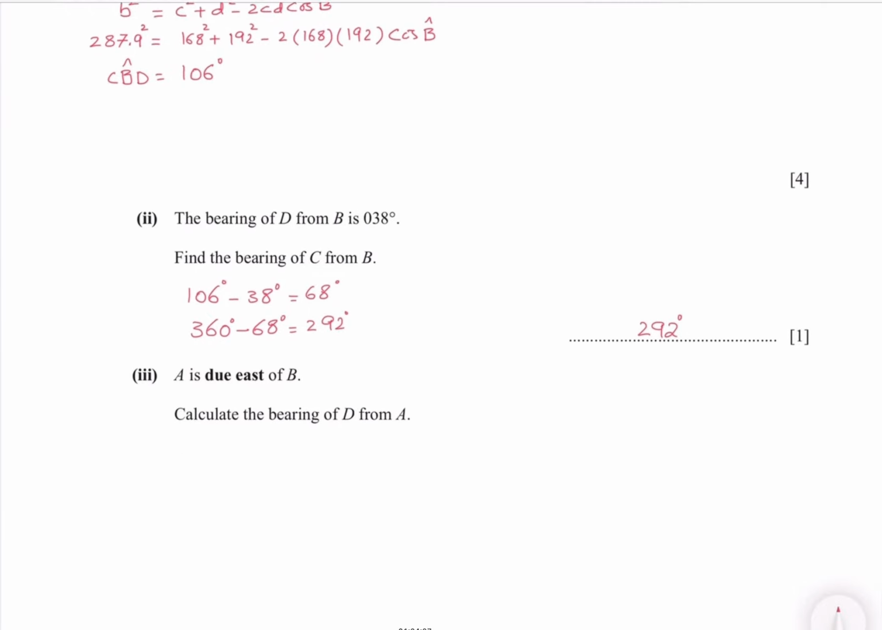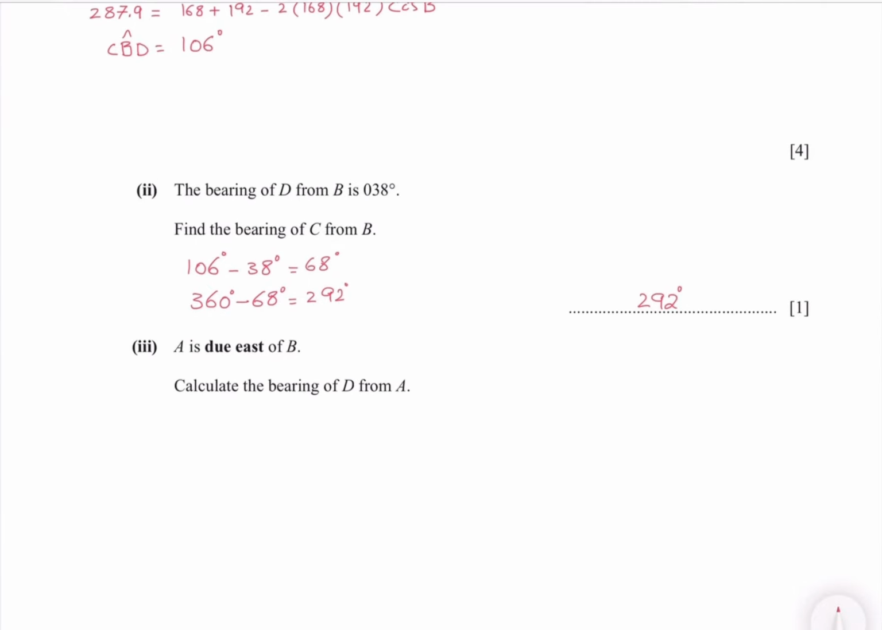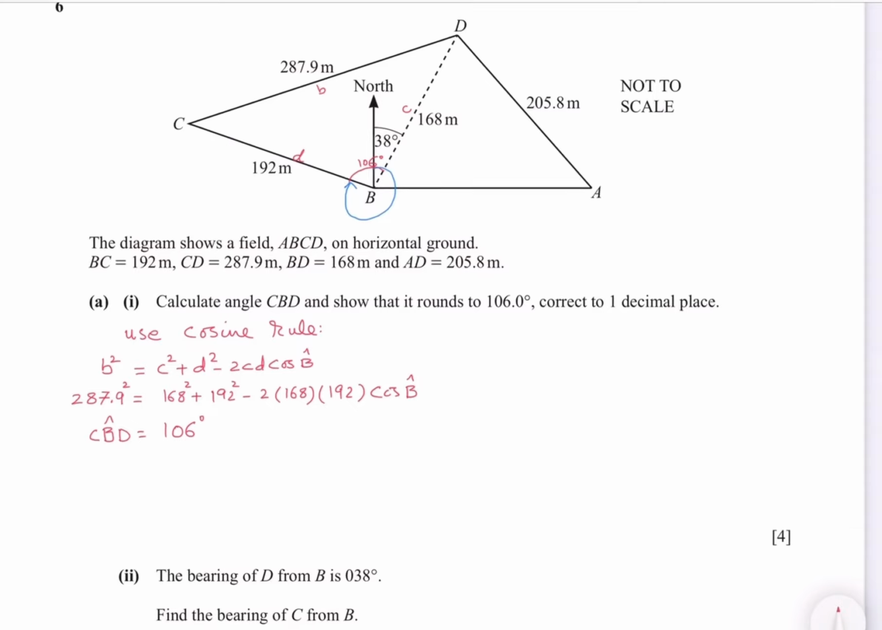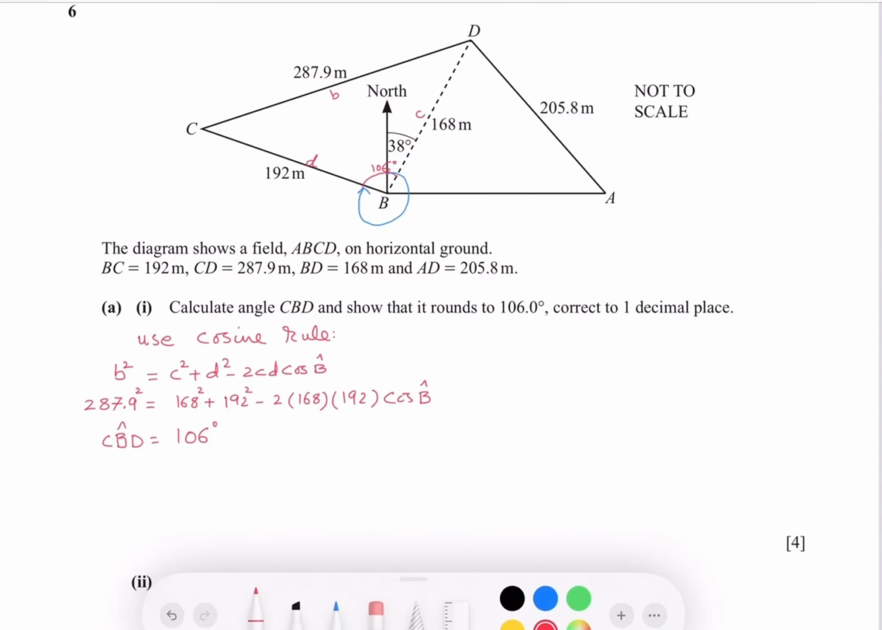Bearing of D from A. A is due east of B. Bearing of D from A means we have to draw the bearing at A, clockwise from A, from north. This is the bearing we have to calculate.